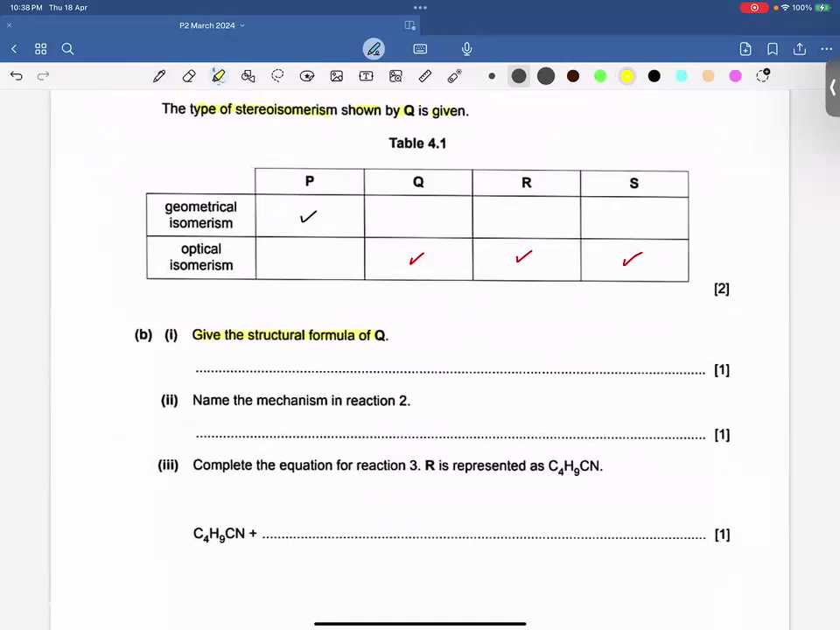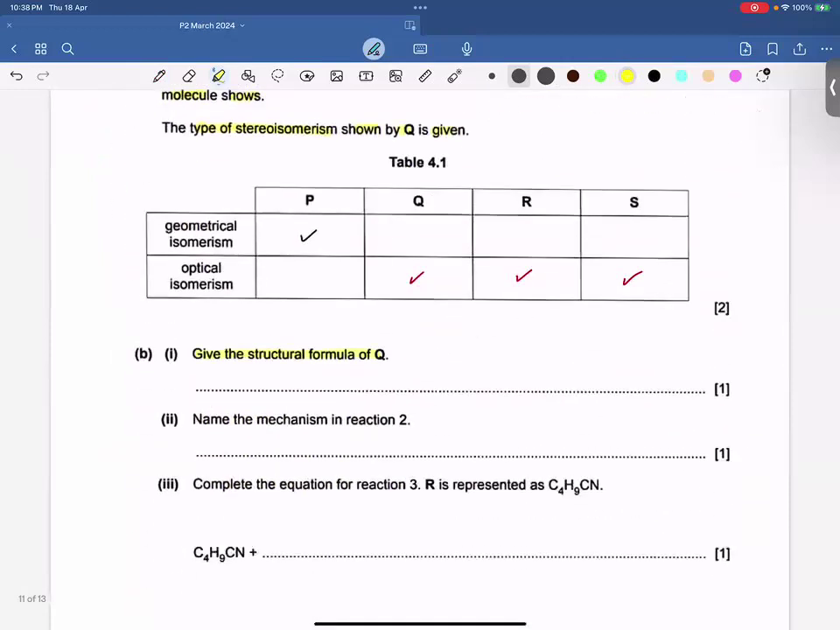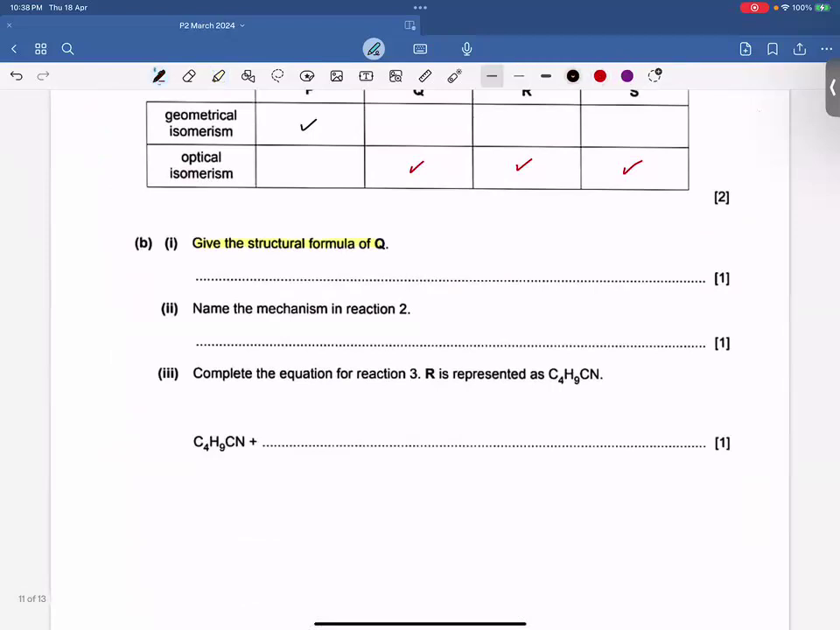Give the structural formula of Q. Structural formula of 2-bromobutane. It's easy. The structural formula that we can write in this way: CH3, CH, this is Br, this is CH2, and this is CH3. Okay. Name the mechanism in the reaction: nucleophilic substitution reaction.